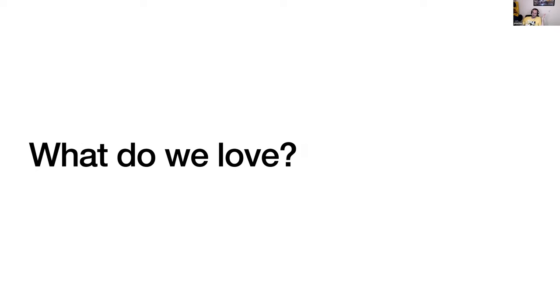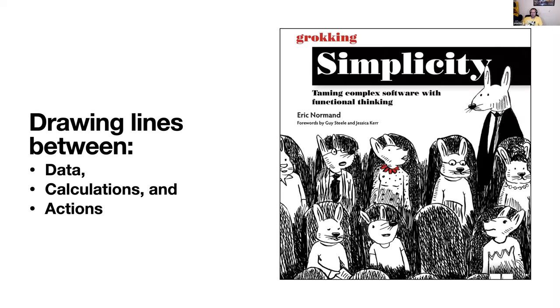So, functional programmers, what do we love? We love drawing the lines between data, calculation, and actions, as Eric Normand talks about in his book, Grokking Simplicity. Essentially, drawing those lines between here's the thing that's pure, here's just data, and we can manipulate data as much as we want, and then here's all our side-effectful stuff. Being able to delineate those and not have them all mixed together, because all your actions pollute everything else. If you have an action in the middle, that action gets contaminated with everything else, and it's hard to test and isolate things.